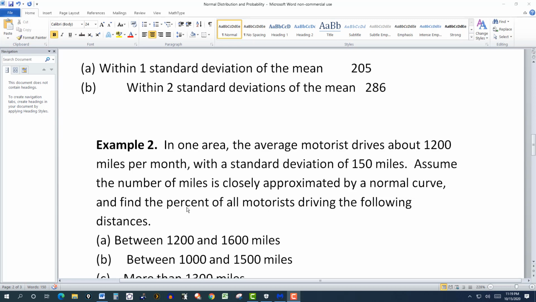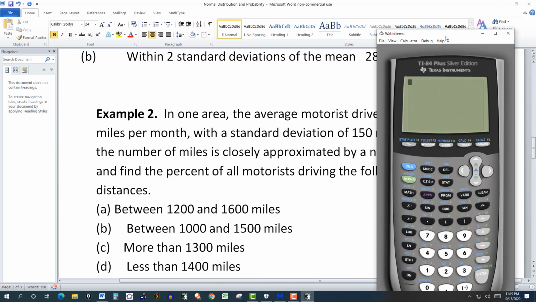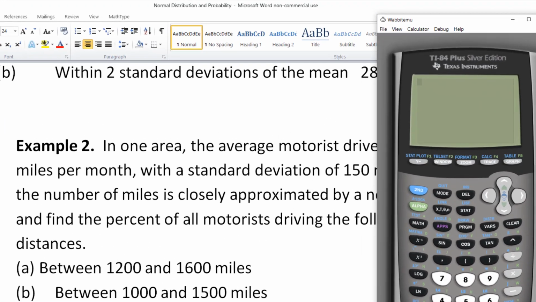So in this case, you want percent. In some cases, if they give you the number of motorists, they might want the actual number of motorists, or they might want the probability. It depends. So for part A, we want the percent of those that drove between 1,200 and 1,600 miles. I'm using the TI-84 Plus Silver Edition virtual calculator.